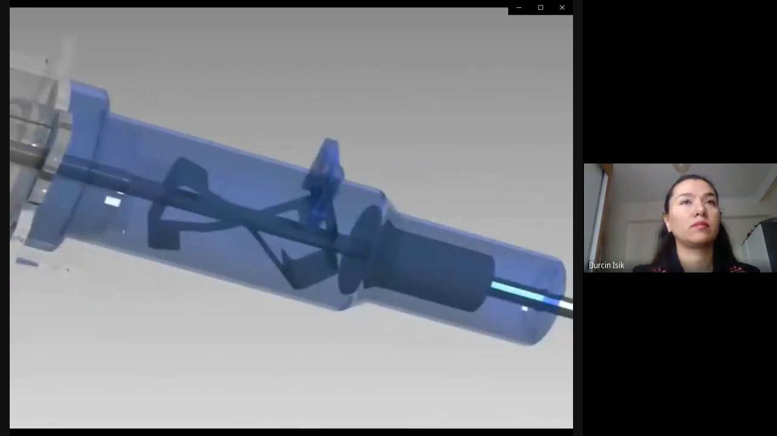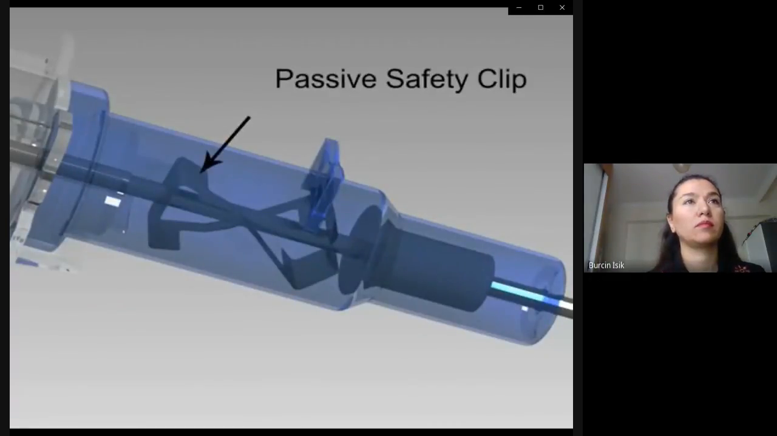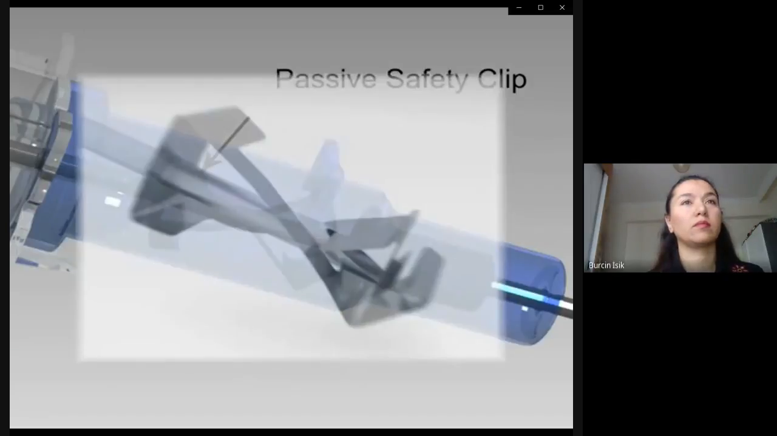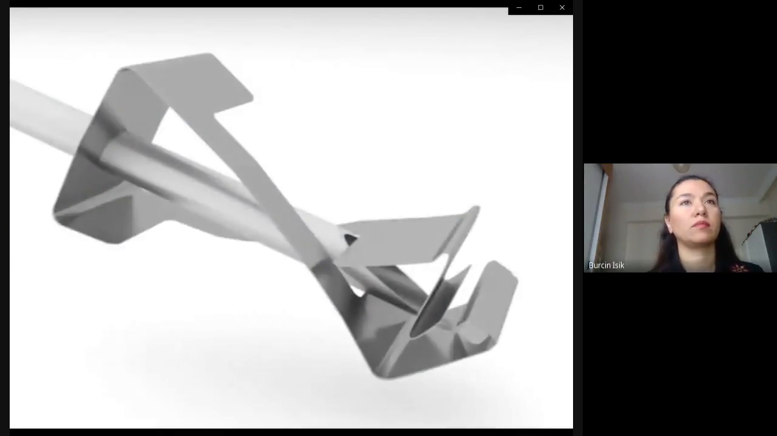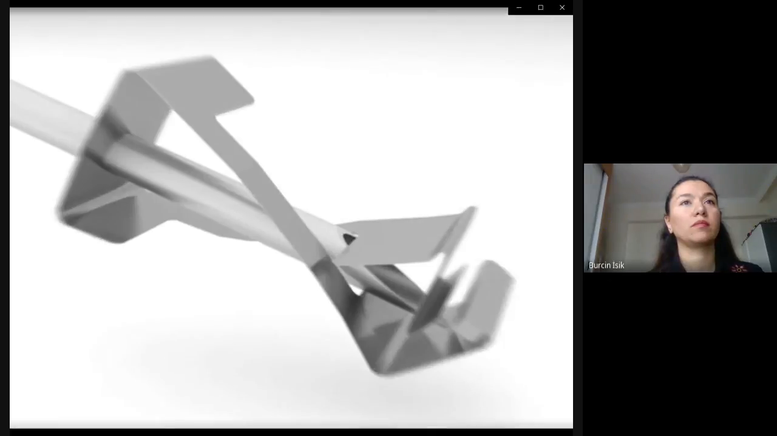One of the most significant features of Introcan Safety is its passive safety clip. Prior to catheter insertion, the passive safety clip is housed within the transparent catheter hub. As we'll see in a moment, the clip is automatically engaged during needle removal to permanently cover the needle tip. This technology simplifies safety procedures and assures safety compliance.